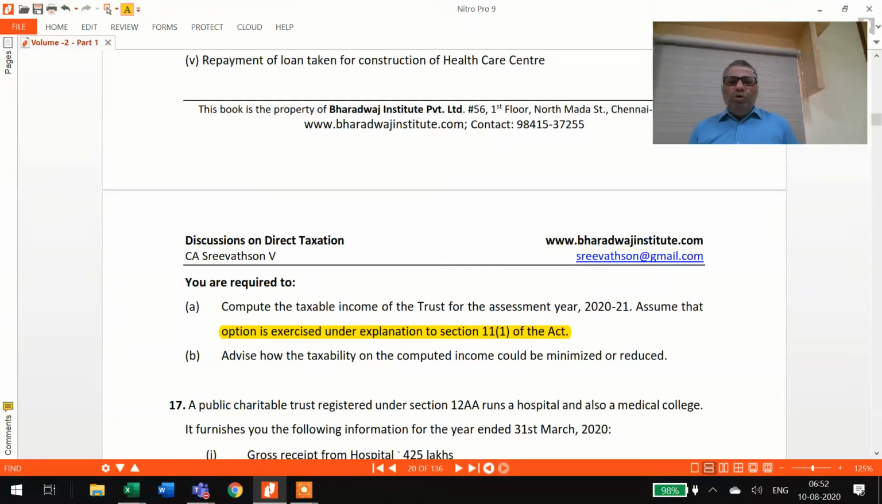Advise how the tax liability could be minimized or reduced. First, go ahead and compute the total income. Only the total income, friends. Go ahead and compute the total income.